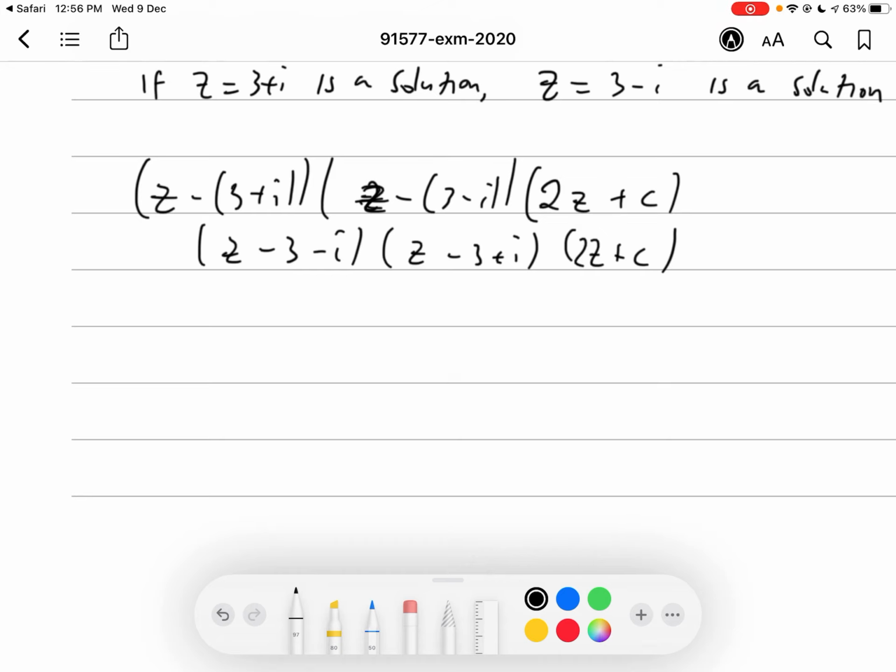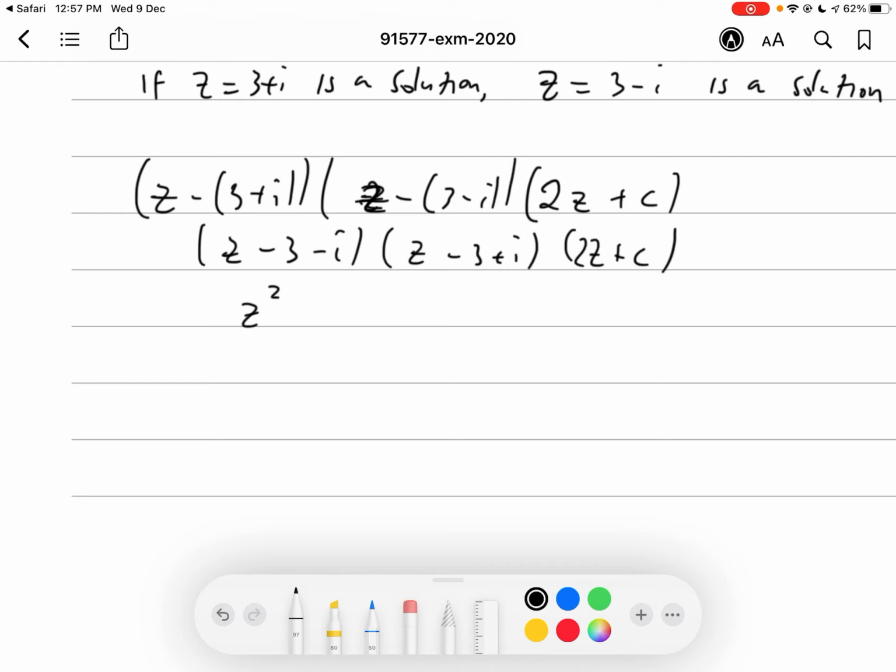Alright, so if we expand these two brackets out here, we have z squared. Indeed, when you're expanding these brackets with the conjugate, you can just ignore all the imaginary parts because they're going to cancel each other out, since we're multiplying by conjugates here. Any term with an imaginary part can just be ignored.